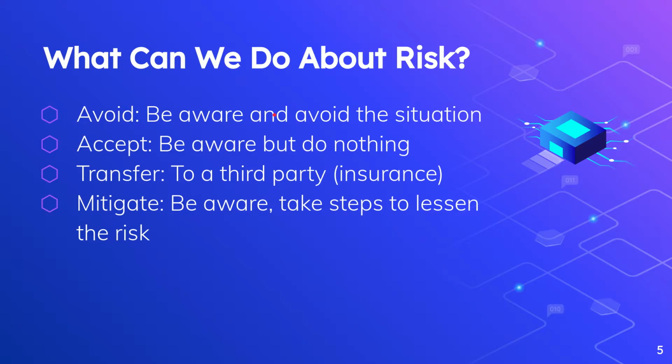Okay, so what can we do about the risk? Well, we can avoid it. Be aware of the situation and just avoid it. Don't buy a bike. Accept it: be aware, but do nothing. Just have the bike out there. Transfer to a third party. We can buy insurance, so that if someone steals our bike, we can get a new bike.